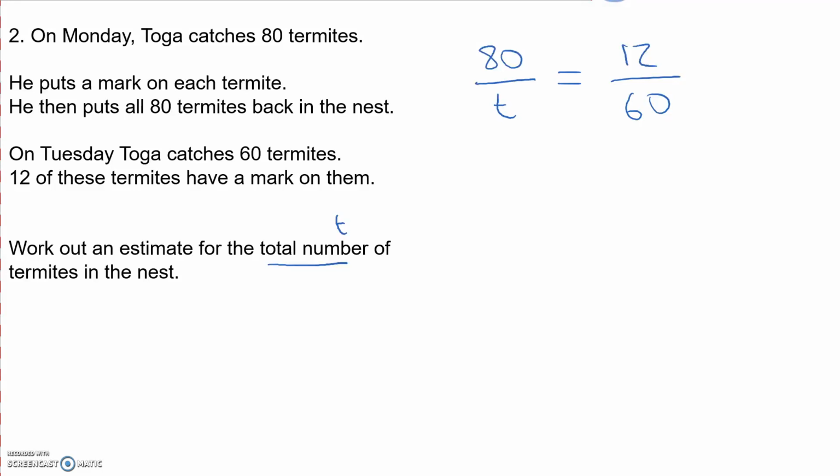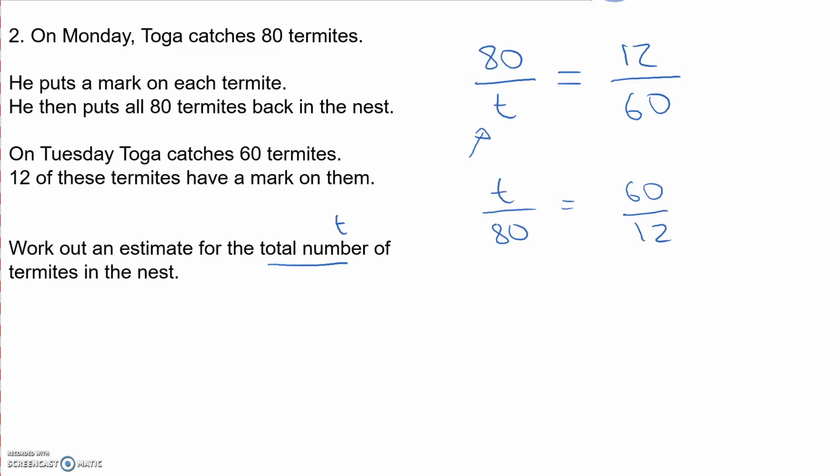Now we could rearrange by multiplying by T, but as soon as I've got a fraction equal to a fraction like this, and my unknown, my variable T, is on the bottom, I can flip both fractions, and it's going to save me a bit of rearranging. So I can say that T over 80 is 60 over 12. And that's okay, we can flip both sides, as long as we've got just a fraction on each side and our unknown is on the denominator of one of them. If you would prefer, we could multiply both sides by T and we'll work the same way, but I'm going to flip both fractions.